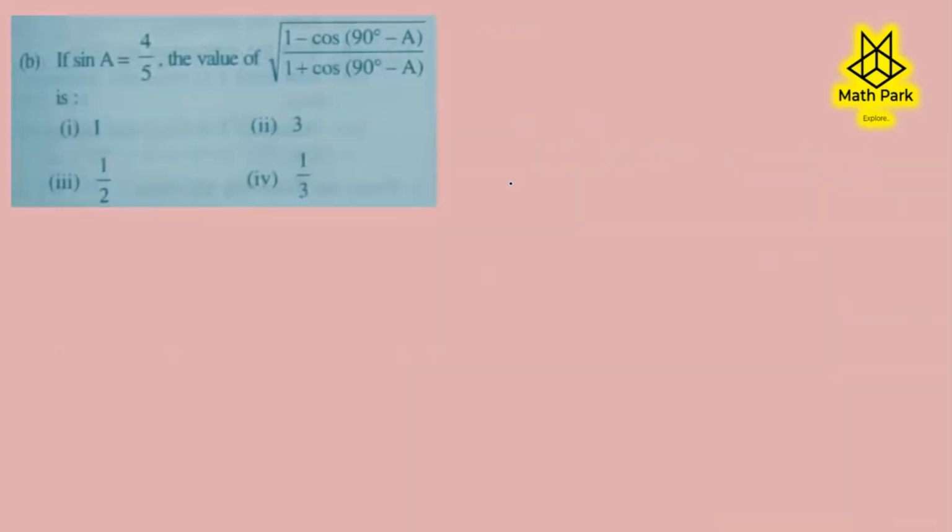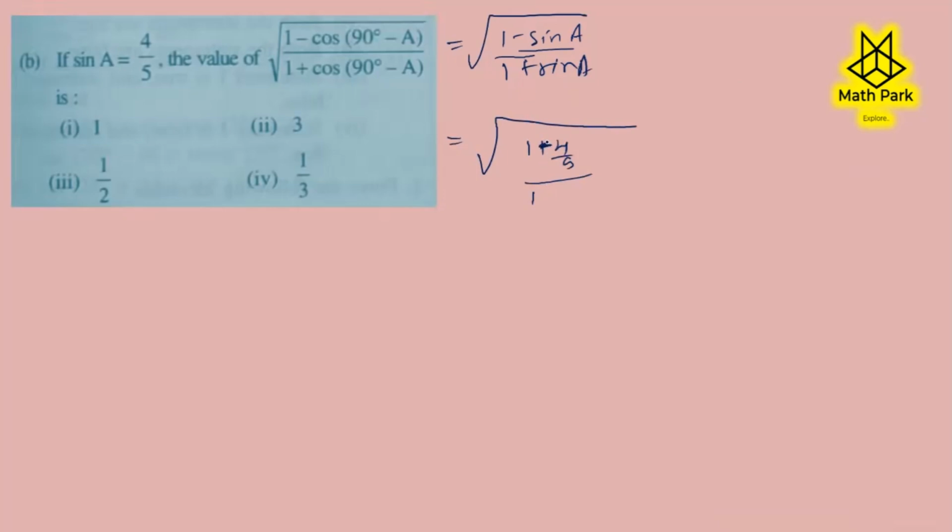If sine A is equal to 4 by 5, find the value of root of 1 minus cos 90 minus A upon 1 plus cos 90 minus A. Now cos of 90 minus A is sine A. So this we get as root of 1 minus sine A upon 1 plus sine A. Let us put the values. So sine A is 4 by 5.